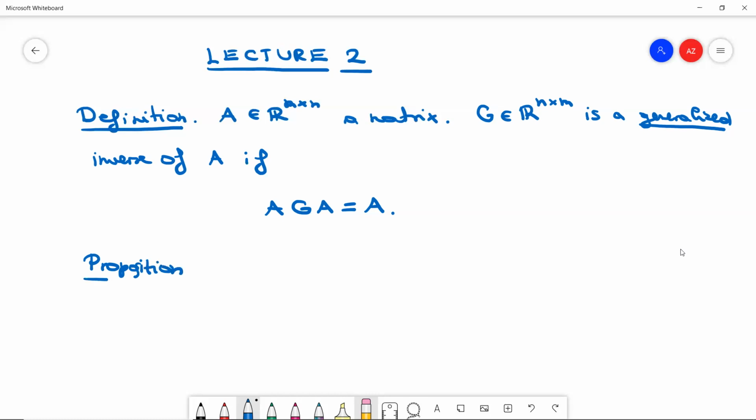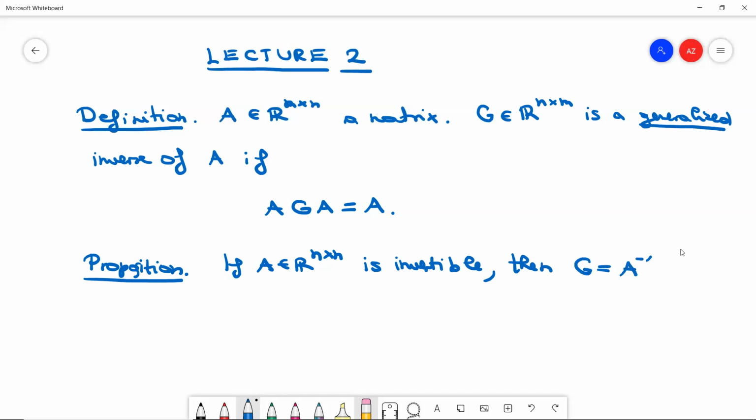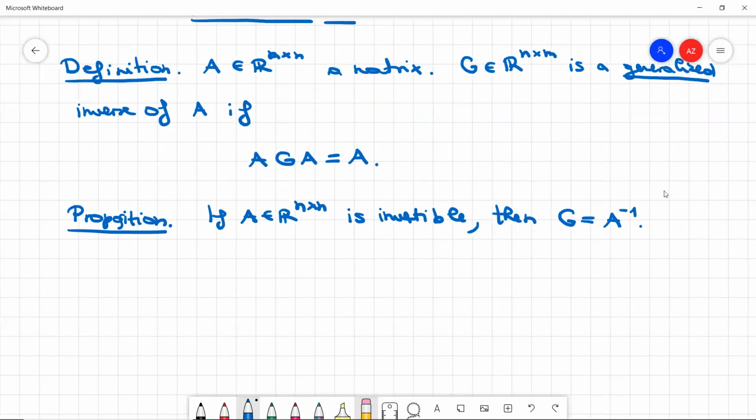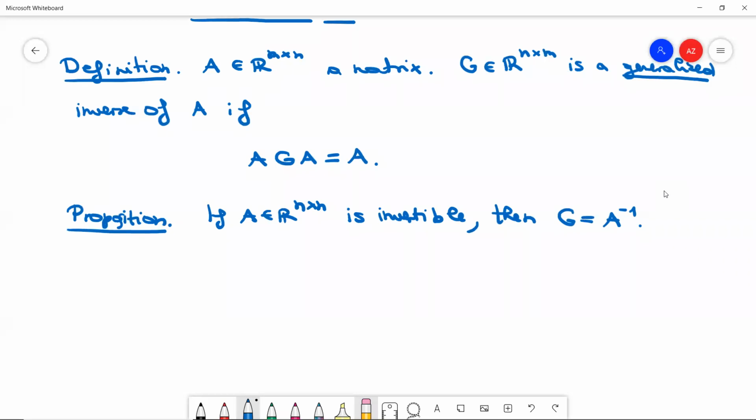So, proposition: if A is a square matrix which is invertible, then G is equal to the inverse of A. So it's unique and it's equal to the inverse of A. Proof. So I will write this condition AGA equals A as (1).